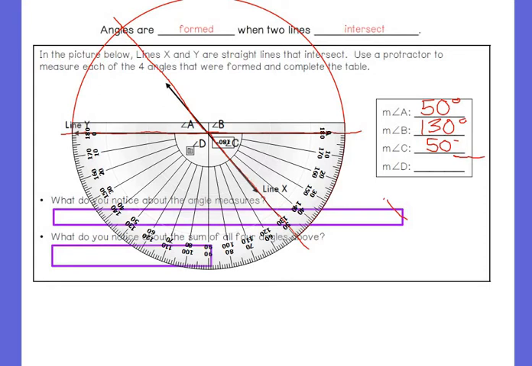Do I need to move my protractor? No, I could readjust it, but I don't need to. Now, I need to find a line that's pointed at 0. So am I using the top set of numbers or the bottom set of numbers? Bottom. And I've got to meet this line over to that line. And how big is measure of angle D? 130 degrees.